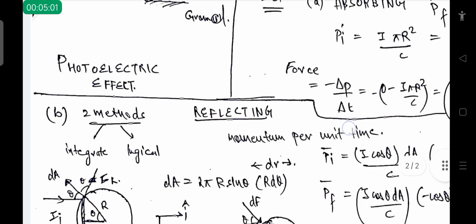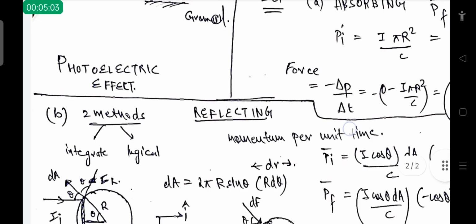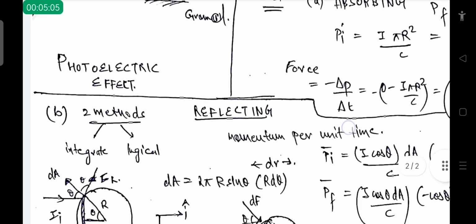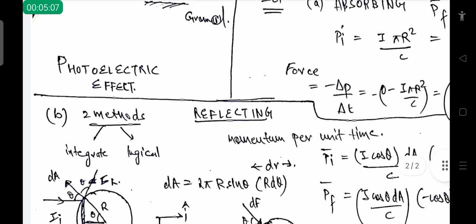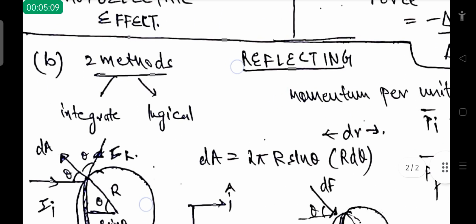Reflecting is a bit more difficult, because the final momentum is not zero. As a result, we have to integrate. And the force is not uniform everywhere, because the area vector is at different angles. That is why we have to integrate, and we have to understand why we cannot directly find it.